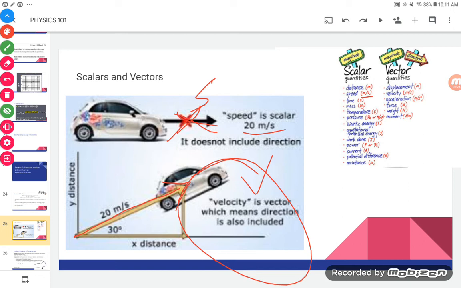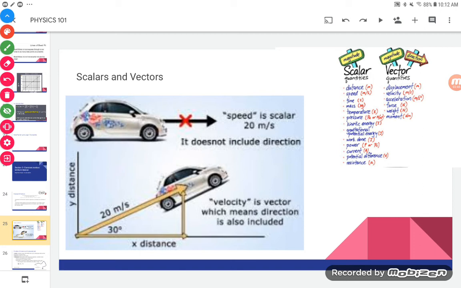Other examples of scalars might be distance, speed, time, mass, those kinds of things. Whereas vectors are displacement, velocity, acceleration, and those kinds of things. A big thing we're going to be talking about in this little video and the next one is speed versus velocity, like I just mentioned in the previous slide.